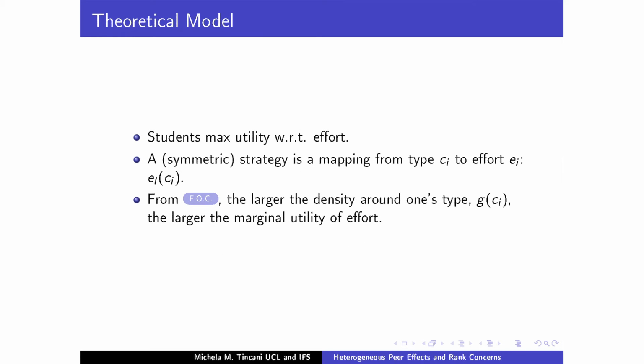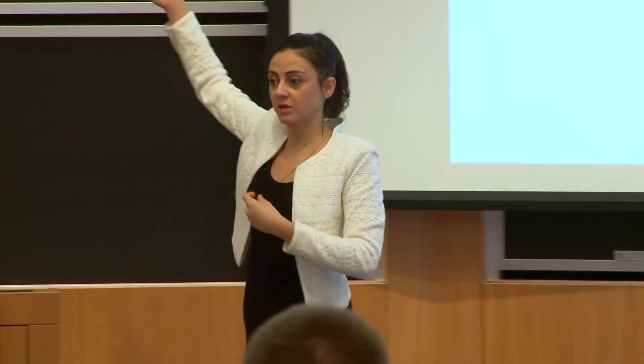So students are going to maximize utility with respect to effort. I'm going to just focus on symmetric equilibria. So a symmetric strategy is a mapping that goes from a student type to their effort. If you stare at the first order conditions, one of the things you notice is that the larger the density around your type, so the more people there are who are like you, the larger your marginal utility of effort. That is because for the same cost of effort, you can surpass more people.